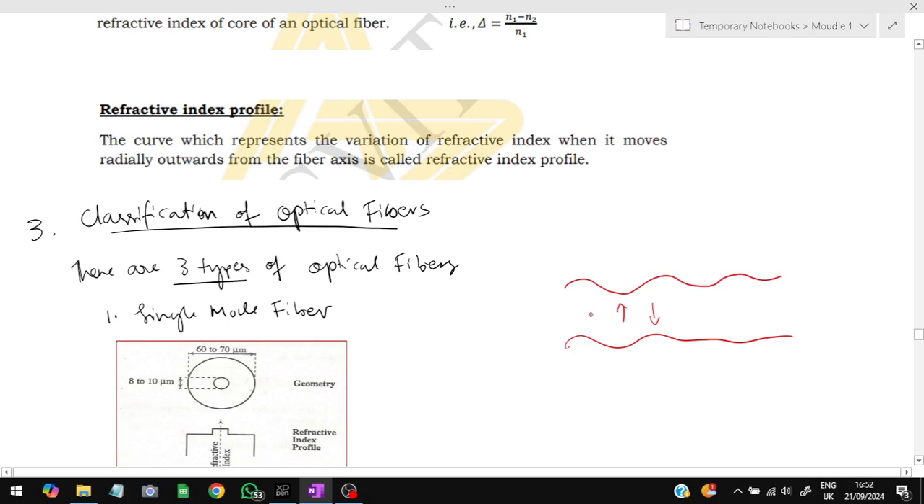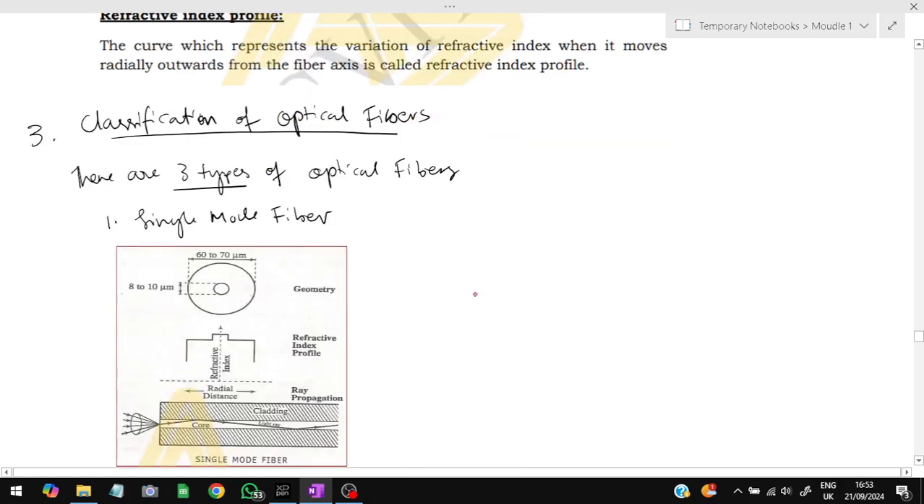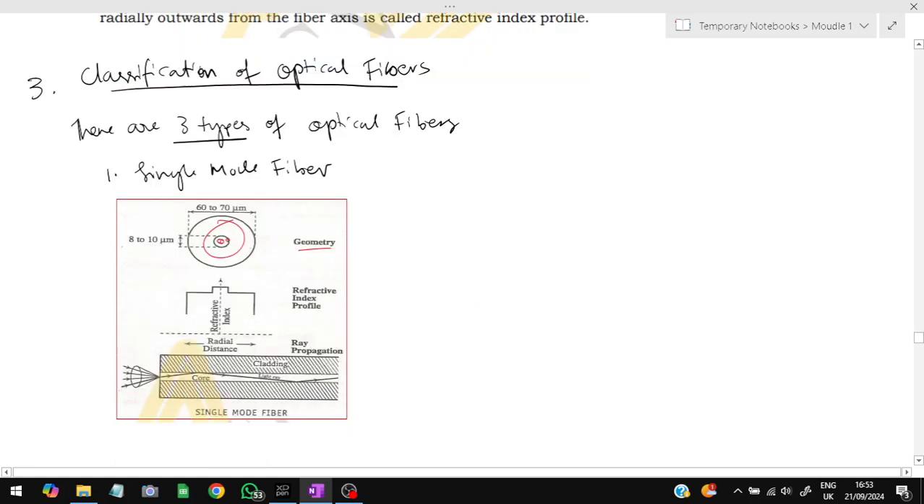The third topic is the classification of optical fibers. There are three types of optical fibers. Single mode fiber: as you can see, the dimensions are present here, this is the core and this is the cladding, and this is the geometry for the single mode fiber. Here only one light ray can be transferred. The cladding part is larger here, the core is very small, and the refractive index profile will look like this. It will go here and come back. So this is single mode fiber.